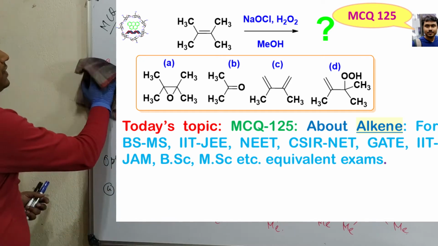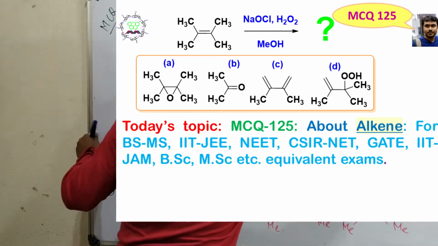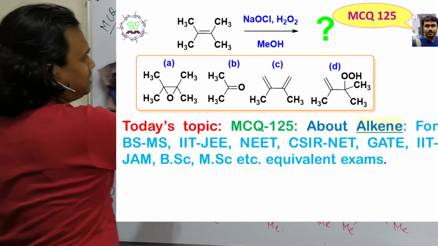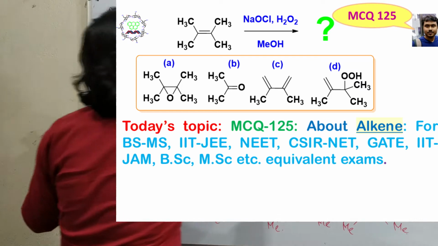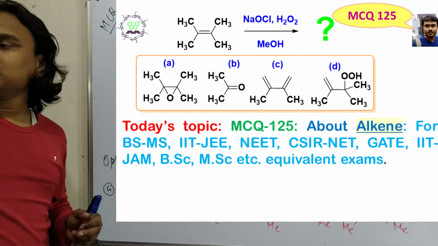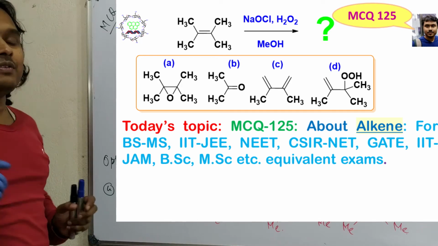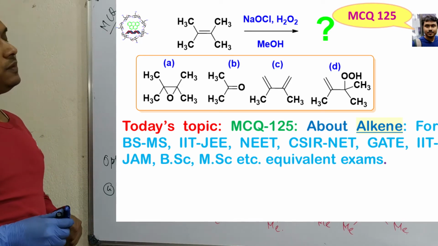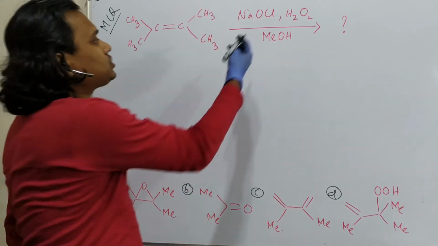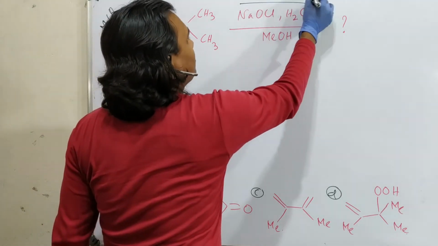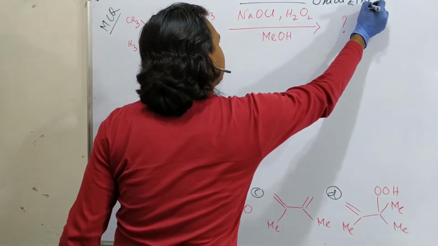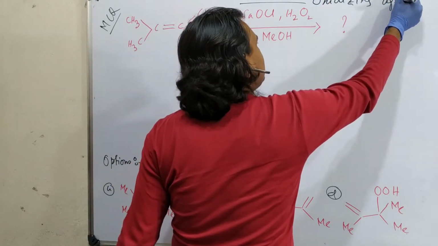So as usual, I first request you again, please read the question carefully. Okay, it's a symmetrical alkene reacting with sodium oxychloride and hydrogen peroxide in presence of methanol, which produces something, and you have to find out this. But before we go into details, something I need to say. This reaction mixture is actually an oxidizing agent.